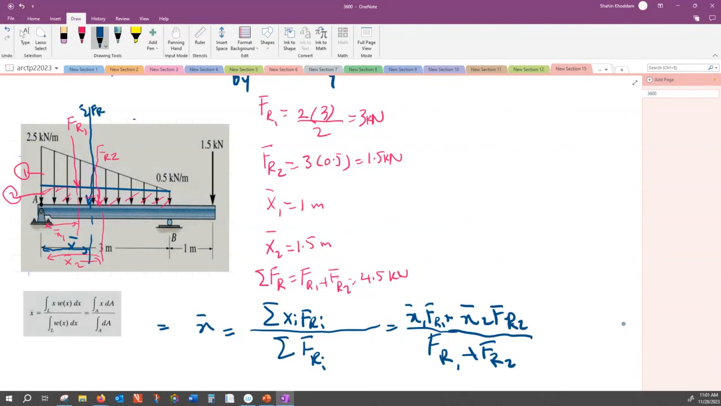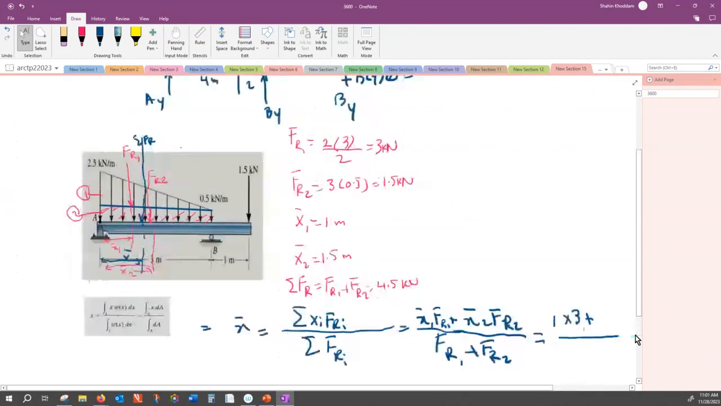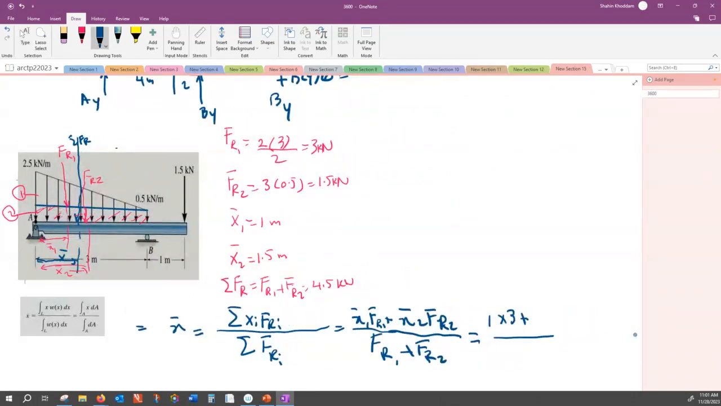And from a unit perspective, it makes sense, doesn't it? Because the numerator is kilonewton meter, the denominator is kilonewton. So that is equal to 1 times 3 plus 1.5 times 1.5 divided by 3 plus 1.5.